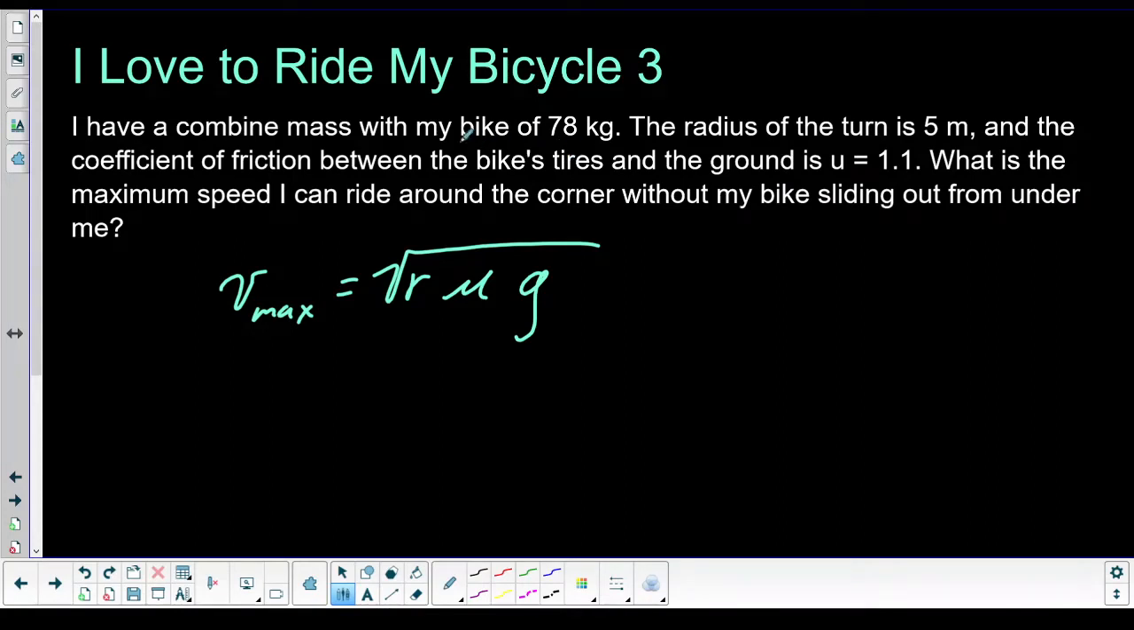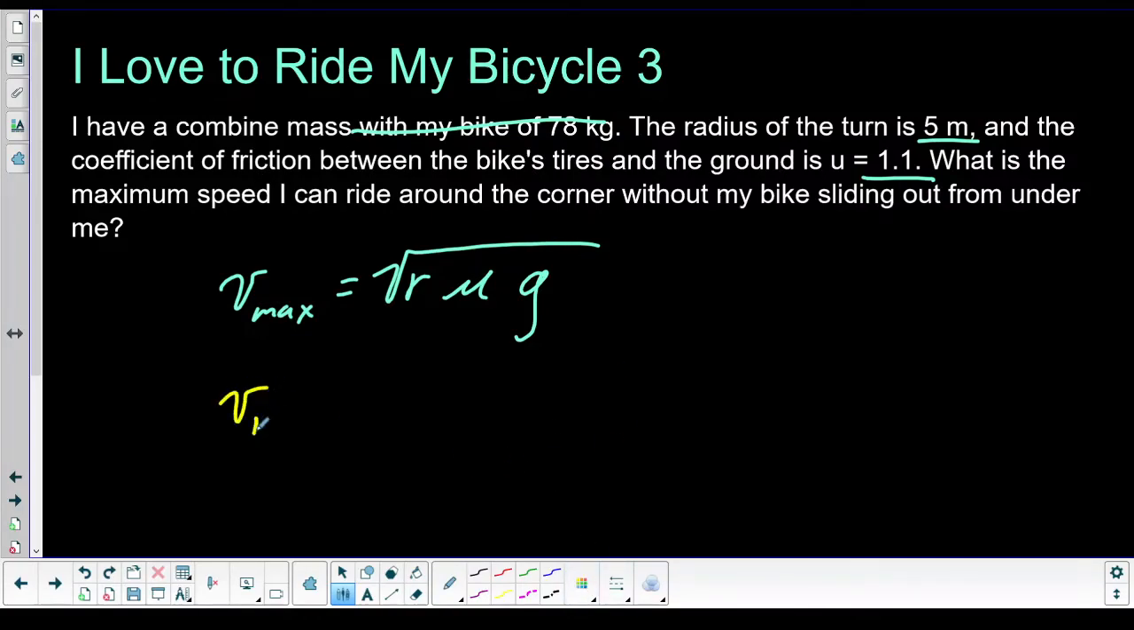Okay. So this is irrelevant information for us. Here's the relevant stuff. The radius of the turn is 5. The coefficient of friction between the bike tires and the ground is 1.1, unitless because it's just a scaling coefficient. And the max speed is what we're looking for. We know G. We'll use our usual 10. So let's plug these in and then hit it with a calculator.